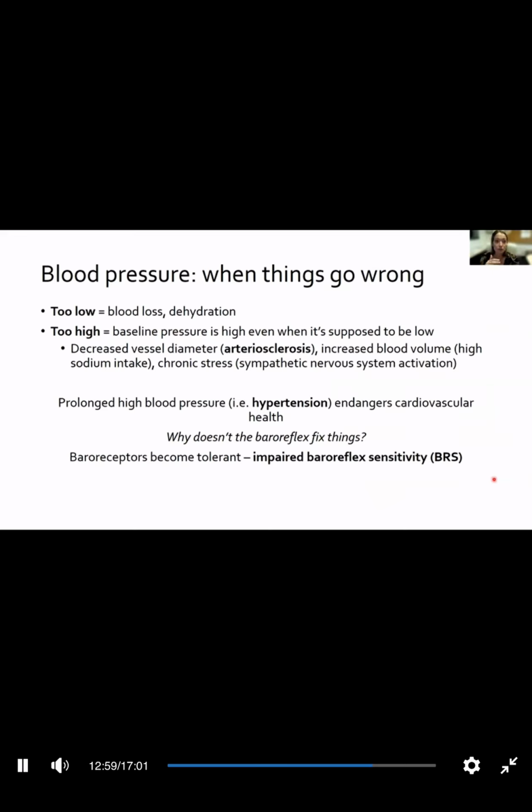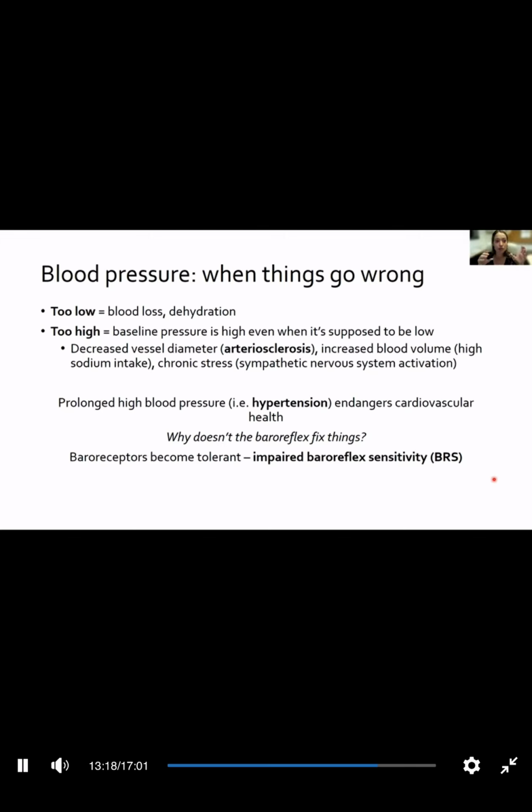All right, so when things go wrong with blood pressure, you can have either too low, this could be due to blood loss or dehydration, not enough water in circulation. You could have blood pressure that's too high. Generally, this is the most common problem. When blood pressure is off, it's normally too high, all right? So this is generally when the baseline pressure is high, even when it's supposed to be low.